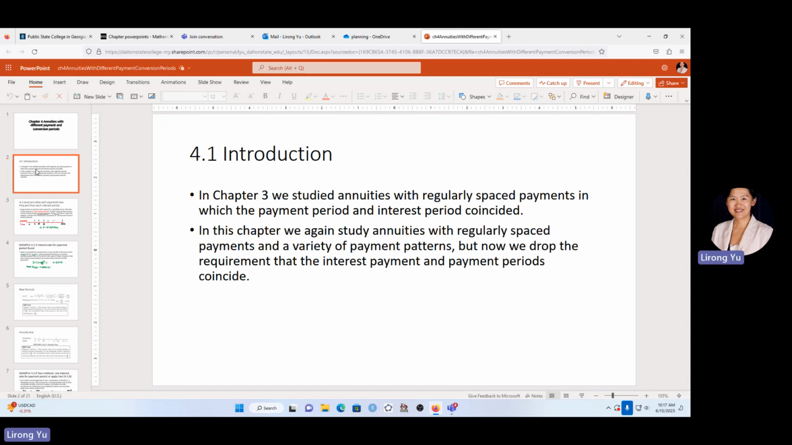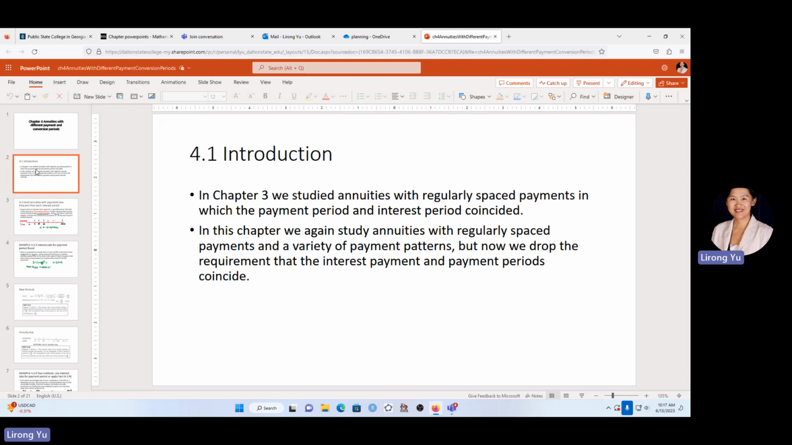Okay, so interest period, we're talking about, do you compound monthly, do you compound quarterly, compound annually? Those are the interest period. The payment period, are we making monthly payment, 2 months payment, half year payment? So in Chapter 3, the payment period and the interest period are the same. They're either both monthly or both annually. In Chapter 4, they could be different.